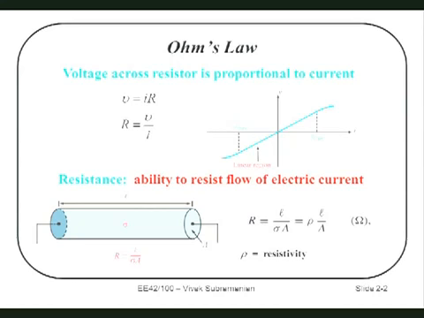Yeah? A conductor would have low resistivity. Good. What's the other word? An insulator would have high. Perfect. A perfectly good way of saying it. A conductor would have low resistivity and an insulator would have high resistivity.